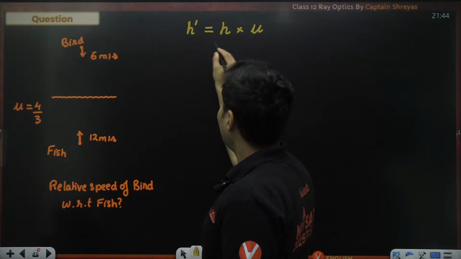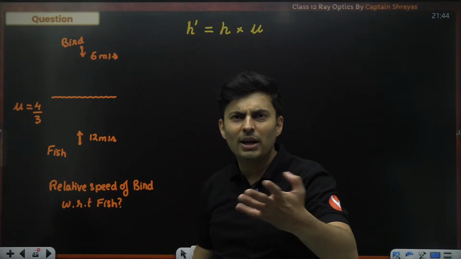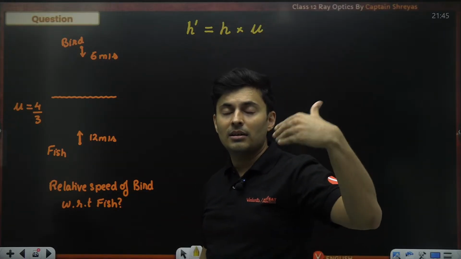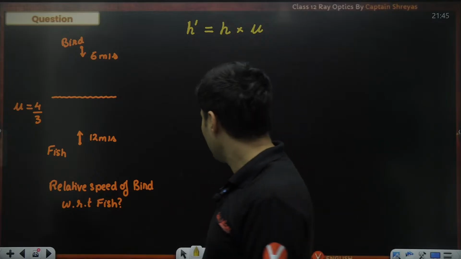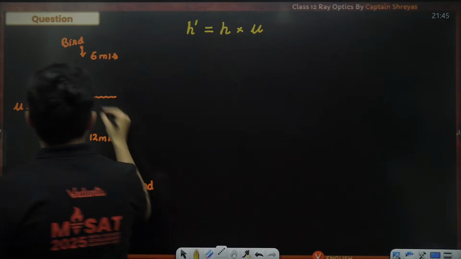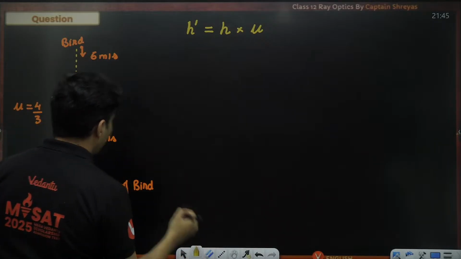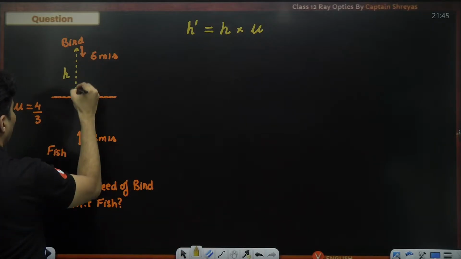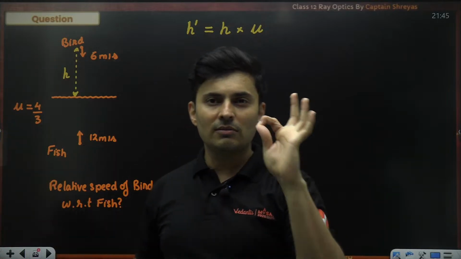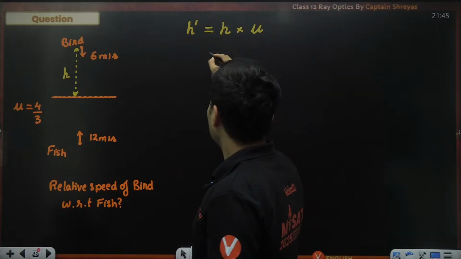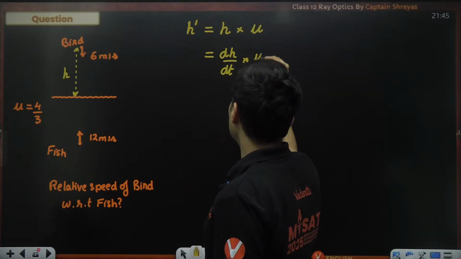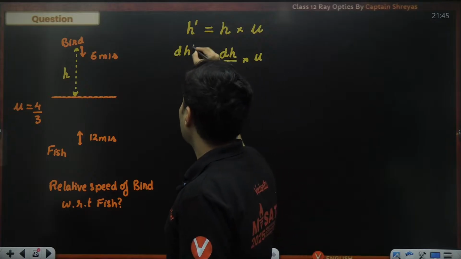Now, imagine I differentiate this equation. Why differentiate? Because velocity is the rate of change of distance. So think about it. If this is h, what will be dh by dt? Rate of change of this height from the surface. So therefore, if I differentiate, mu is a constant. This will be dh prime by dt.